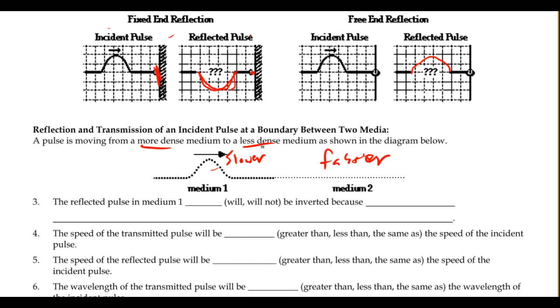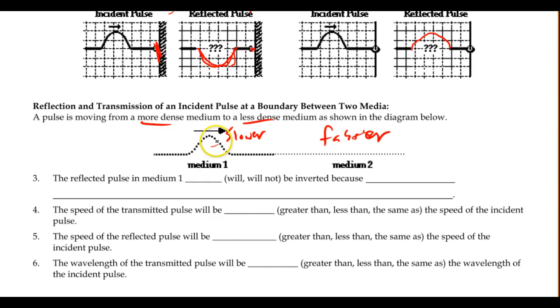Now, because of other things we've learned about waves, it's going to have a couple of impacts. First of all, the reflected wave in medium 1, the one that comes back, will not be inverted. It's like hitting a free end whenever you go from a more dense to a less dense medium. If we're going the opposite way, from less dense to more dense, then we could have an inversion. But the reflected wave will not be inverted here, because it's similar to hitting a free end whenever you go from more dense, heavier materials to less dense.